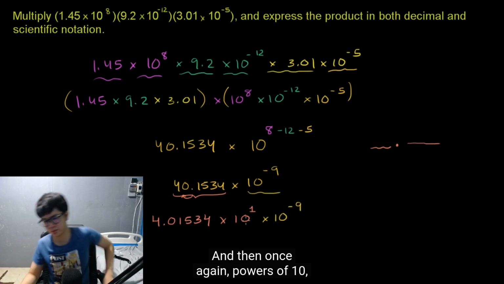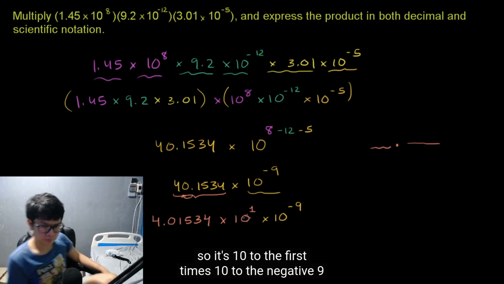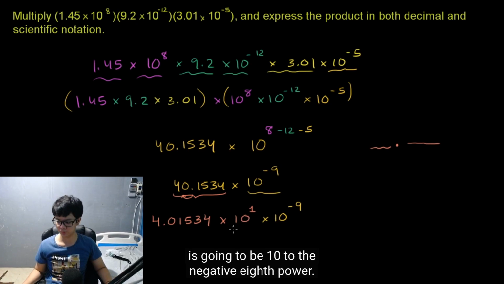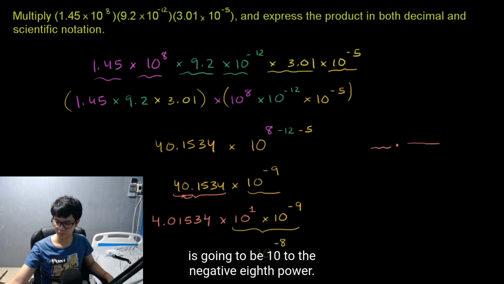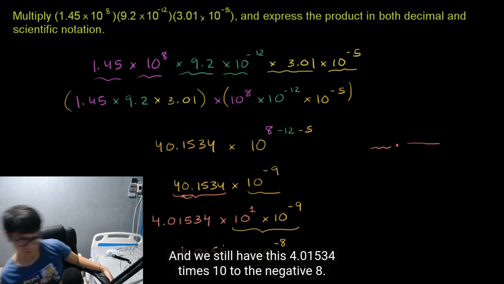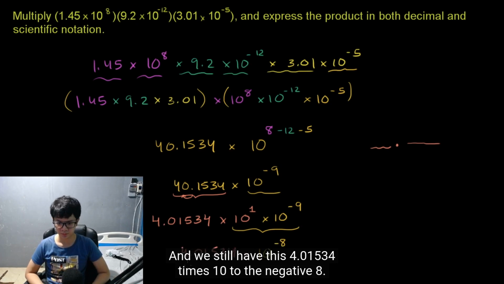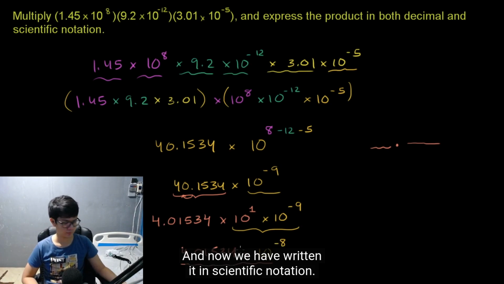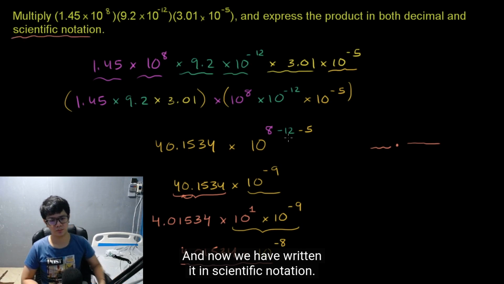And then once again, powers of 10, so 10 to the first times 10 to the negative 9 is going to be 10 to the negative 8 power. And we still have this 4.01534 times 10 to the negative 8. And now we have written it in scientific notation.